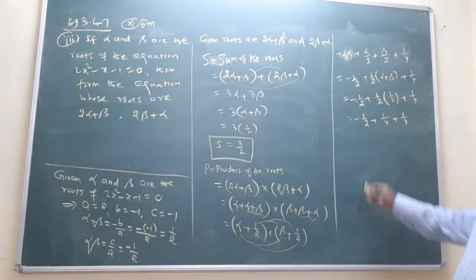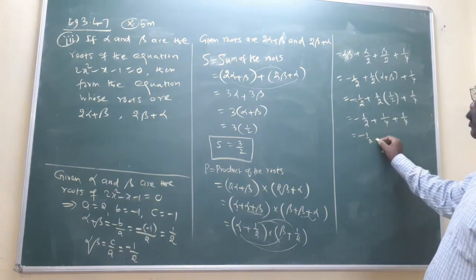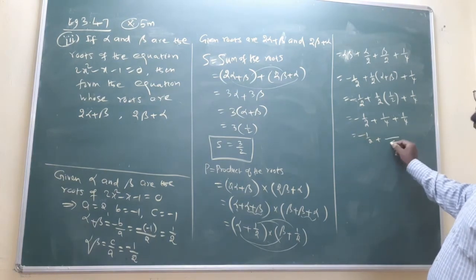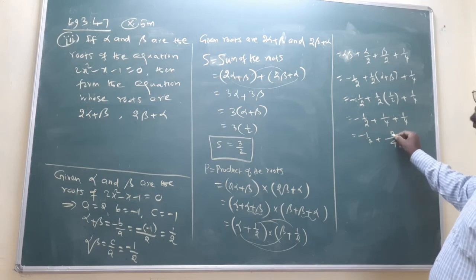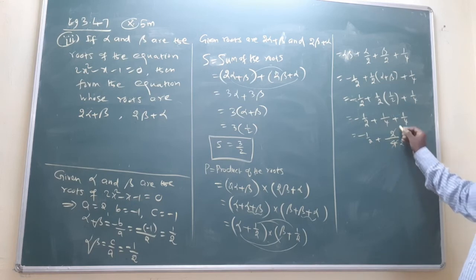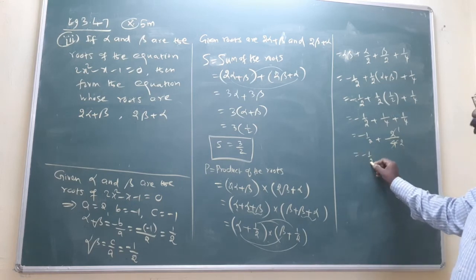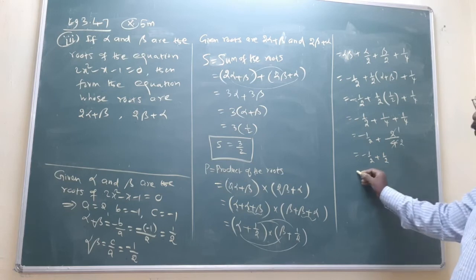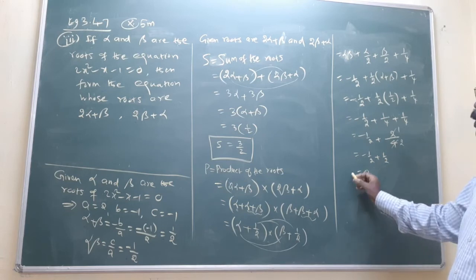Now taking minus 1 by 2, adding, 4 is the LCM, 2 by 2. Am I right? Remainder is 4, adding this method 2, 1 by 2 times. Minus 1 by 2 plus 1 by 2, that is 0. This is called P.